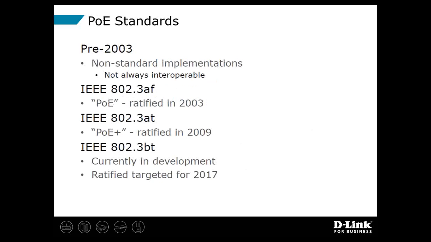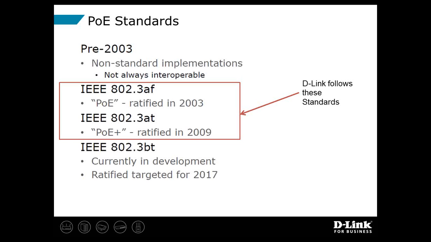Now, it is a standard. Before PoE was a standard, pre-2003, everyone had their own flavor of PoE. Even today, there are some companies that do not follow the standard. The standards that have been ratified today are 802.3af and 802.3at. D-Link follows these standards. And why is that important?